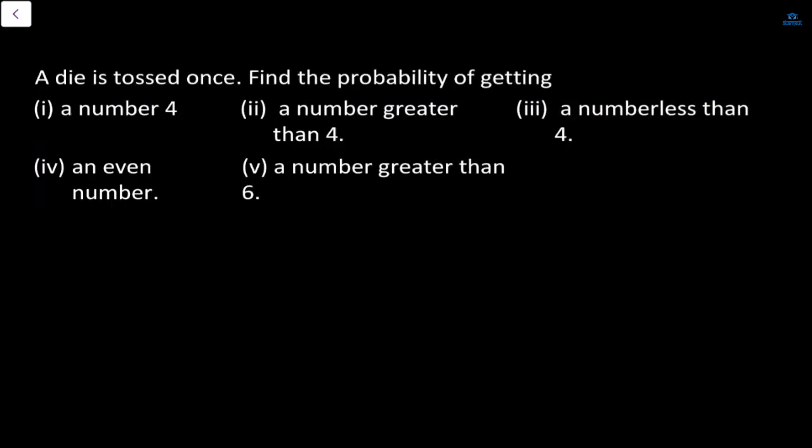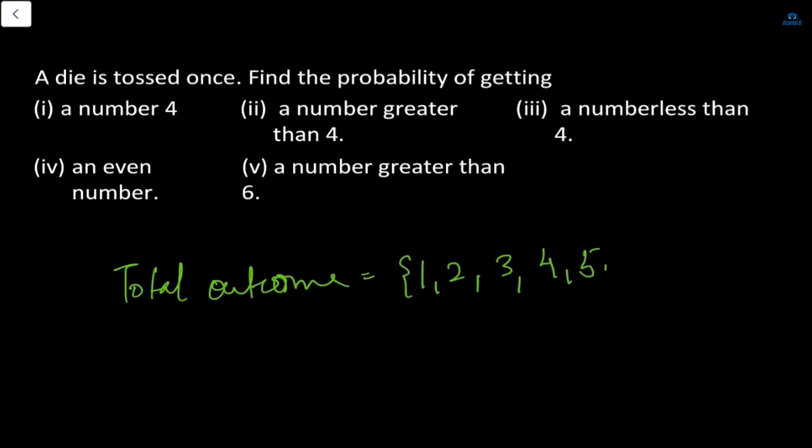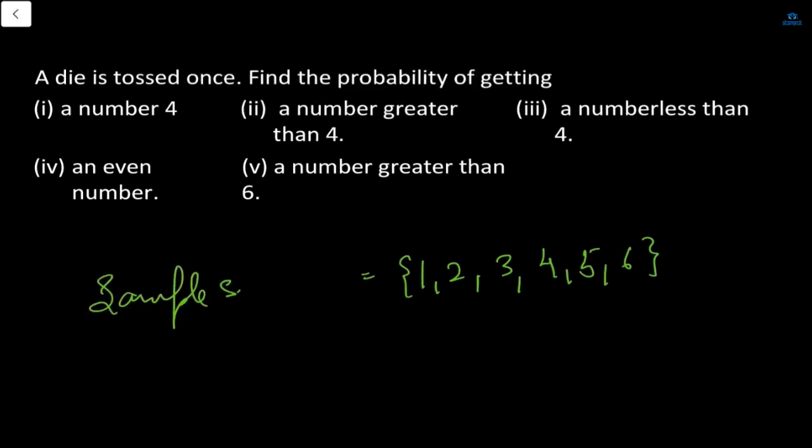Okay, now do this. A dice is tossed once. This time only one dice is tossed, so total outcome is 6. Yes, very good. 1, 2, 3, 4, 5, 6. This is the sample space. I should not write total outcome here, I should write sample space. Now total outcome is 6.